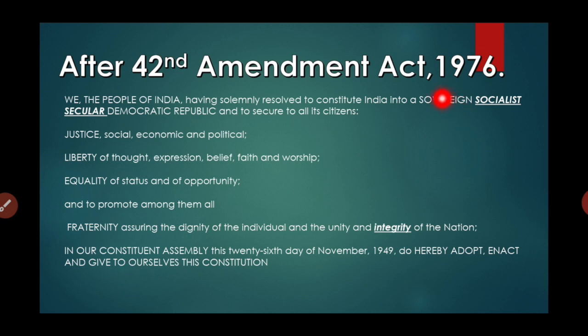And from here, sovereign, socialist, secular, democratic and republic, these 5 words basically explain the nature of the Indian constitution, that what is the nature of our Indian constitution, how is its behavior, all that. Now later, these words justice, liberty, equality and fraternity, all these 4 words show the objective of our state. What the objective of a state is, these 4 words show.